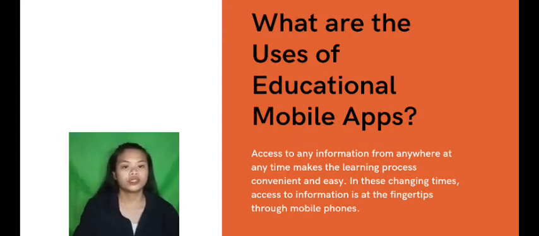What are the uses of educational apps? Access to any information from anywhere at any time makes learning convenient and easy. In these changing times, access to information is at the fingertips through mobile phones. Education apps will improve the education system and make it easier for students to learn things and remember them for a long time. Education apps are easier to understand and use than books and lectures that students attend in the classrooms.